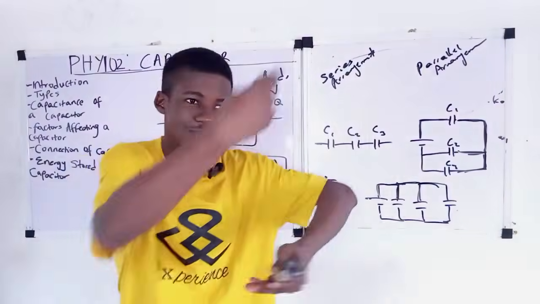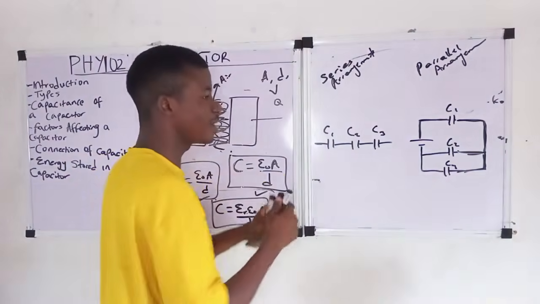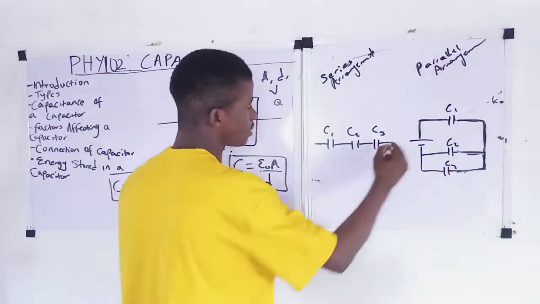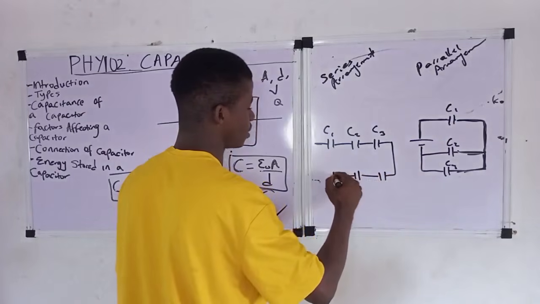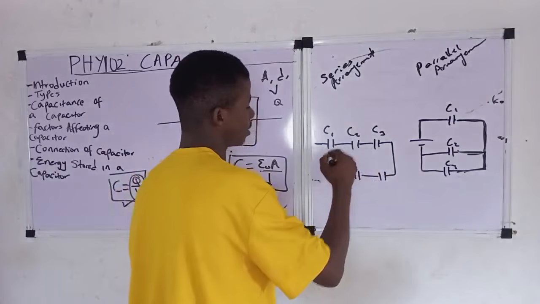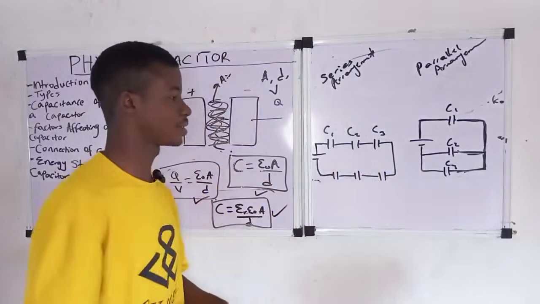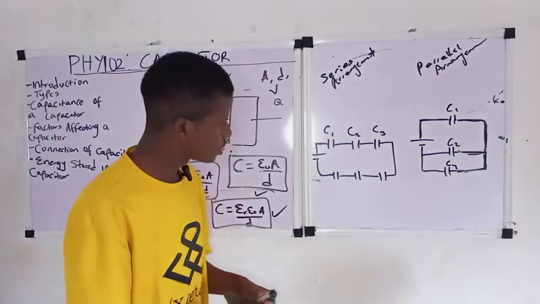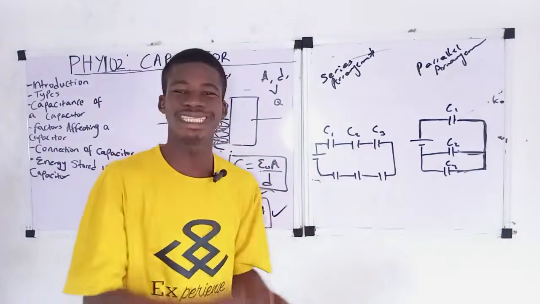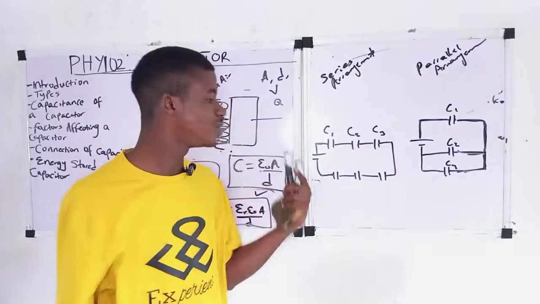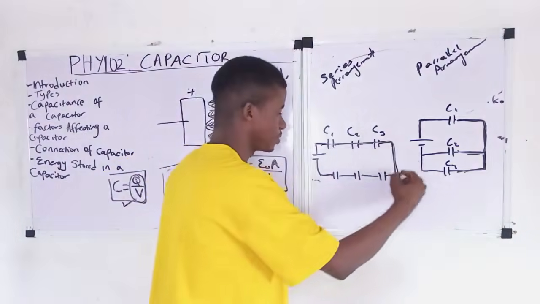Now let me draw another one. What if we have something like this? Is this one parallel or series? It's series. Look at it: do you see anywhere the wire divides? No, there's no division here. It just continues.